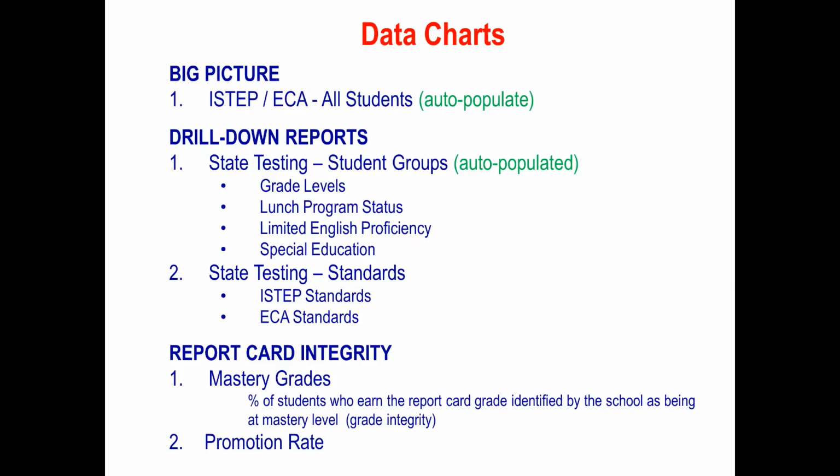So one of the things we've asked you to do, and your achievement data point person has done this with your help, is to identify a mastery grade. The mastery grade is what grade on a report card would indicate that a student is probably going to pass ISTEP or an ECA assessment. So, for some schools it's a B, for some it's a C, for some it's an A. So I would say for most of our schools it's a B.